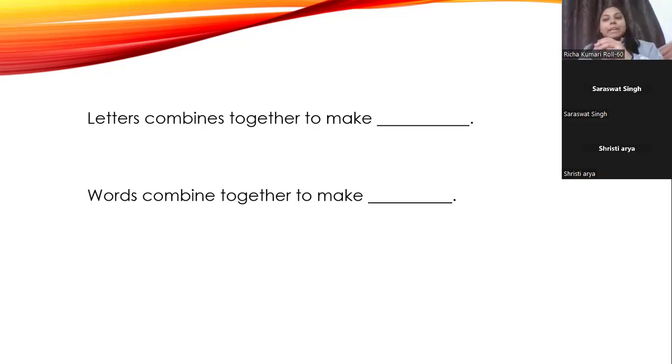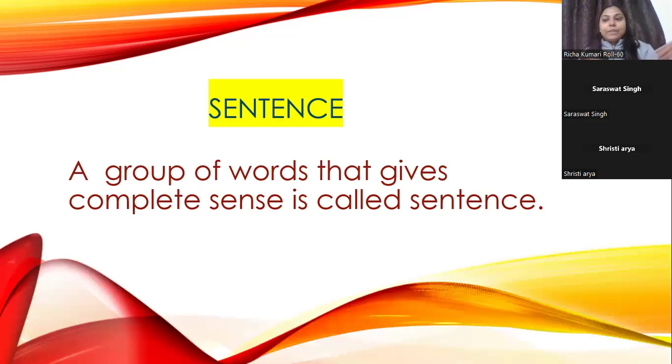And then words combine together to make a sentence. Clear? So here is the definition of sentence. What is sentence? A group of words that gives a complete sense is called sentence. First, the condition is that it should be a group of words. Many words should be there. It can be more than two. Sometimes one can also give a complete sense, but more often it's two or more than two.